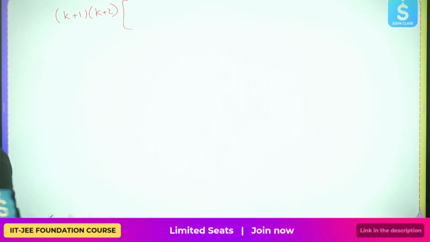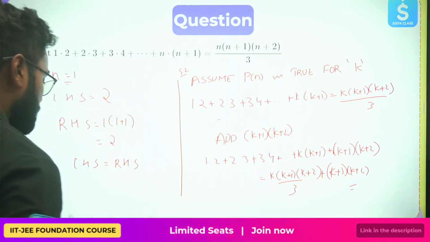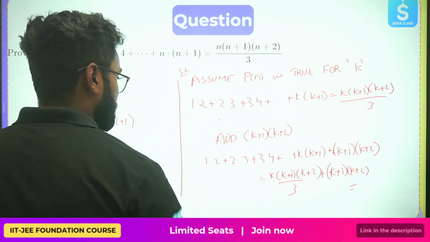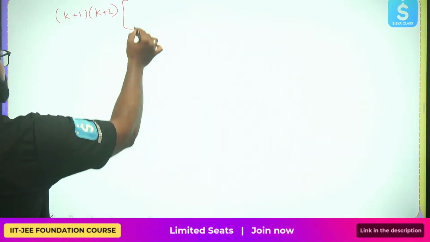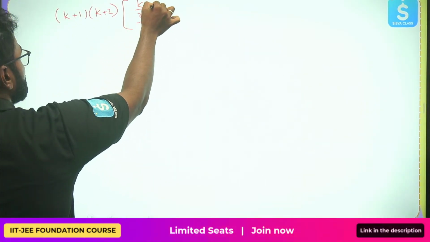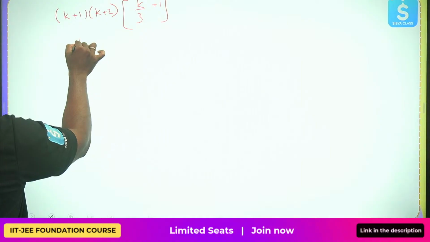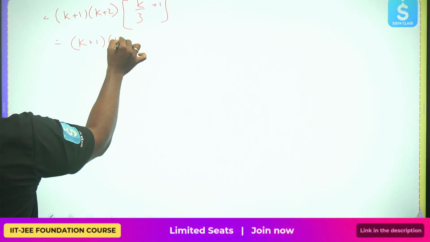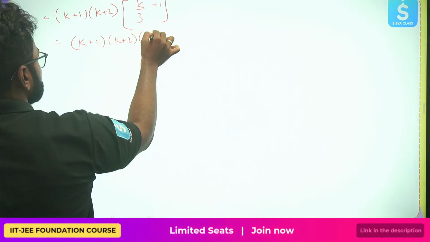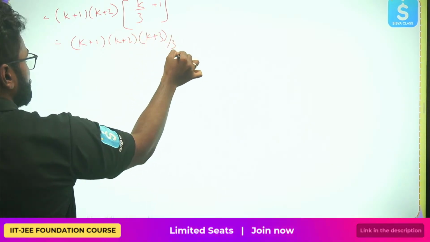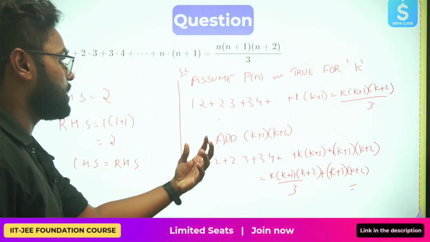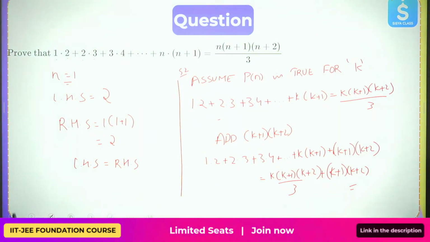If I take that as common in this equation, I'll be getting k by 3 plus 1. If I open this, as I did in the last step, it will be (k plus 1)(k plus 2)(k plus 3) upon 3. Got it? What we were doing was adding the term (k plus 1)(k plus 2) on both the sides.